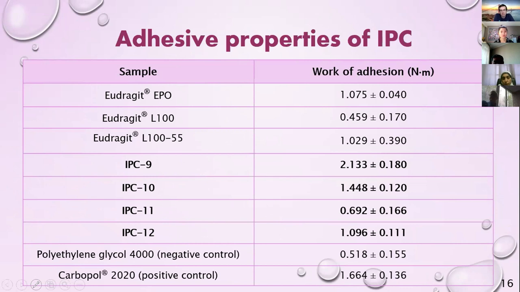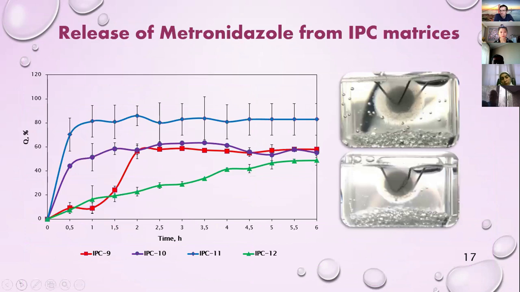And we measured work of adhesion, and work of adhesion for interpolymer complexes is more than work of adhesion for individual copolymers, more than for negative control, and in some cases it's comparable with positive control. And then as a model drug here, we used metronidazole, and we investigated a release of metronidazole using the USP4 apparatus, flow-through cell apparatus, and as you can see, all four samples of IPC provide a prolonged release profile of metronidazole, but only in the case of IPC11 the total amount of released substance is approximately 80%.